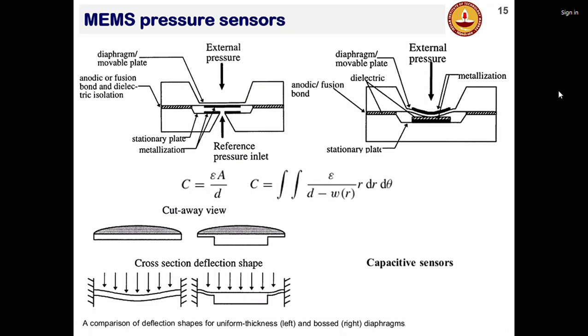So one modification that people do to make this deformation profile more uniform, a flatter profile, is by changing the flexural rigidity across the length of this beam. That you do by increasing the cross-sectional area at the middle and reducing the cross-sectional area at the sides.